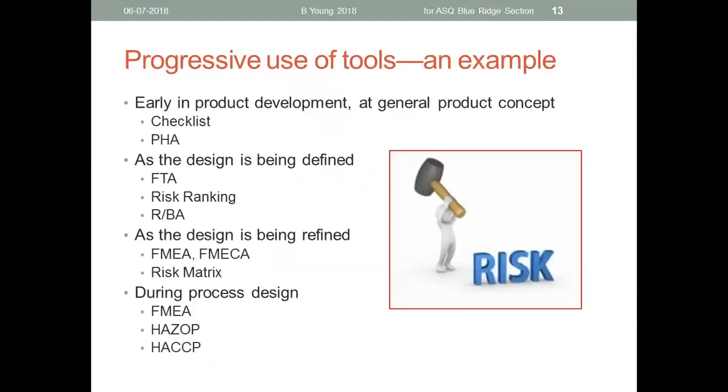And then during process design, you may use the FMEA or a HAZOP or a HACCP type of tool for developing your process design. Each of these tools has benefits and negative aspects, so you want to investigate these tools and apply the ones that make the most sense for the application that they would be used in. This is not the only way to use tools. This is just an example, and it may differ with your own product, with your own business.